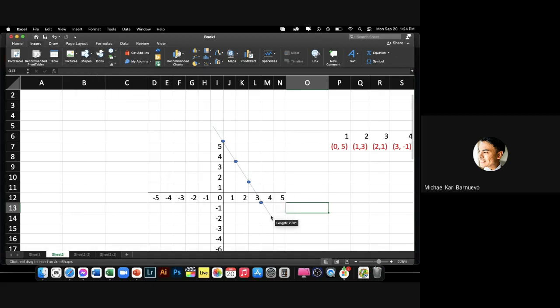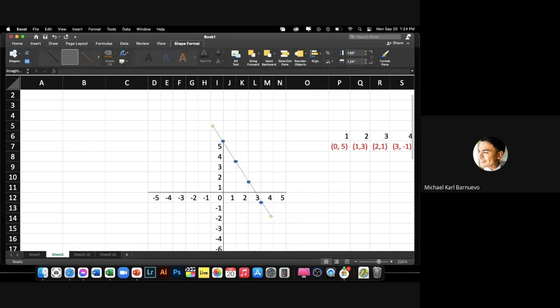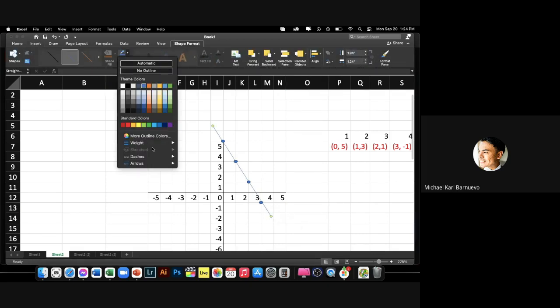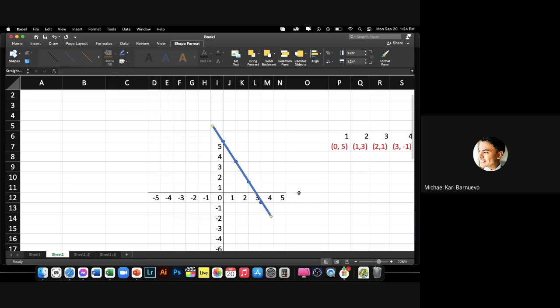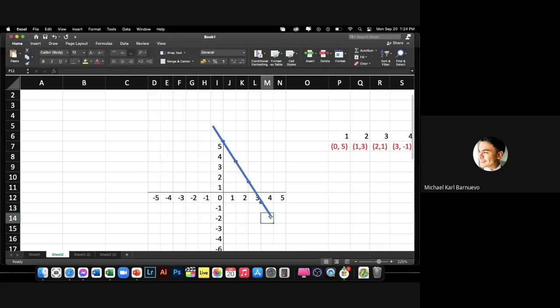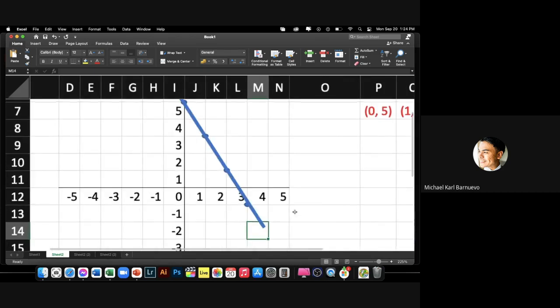Okay. Ayan. Let's make the line thicker. 3 point. All right. So, fix lang natin ng konti.